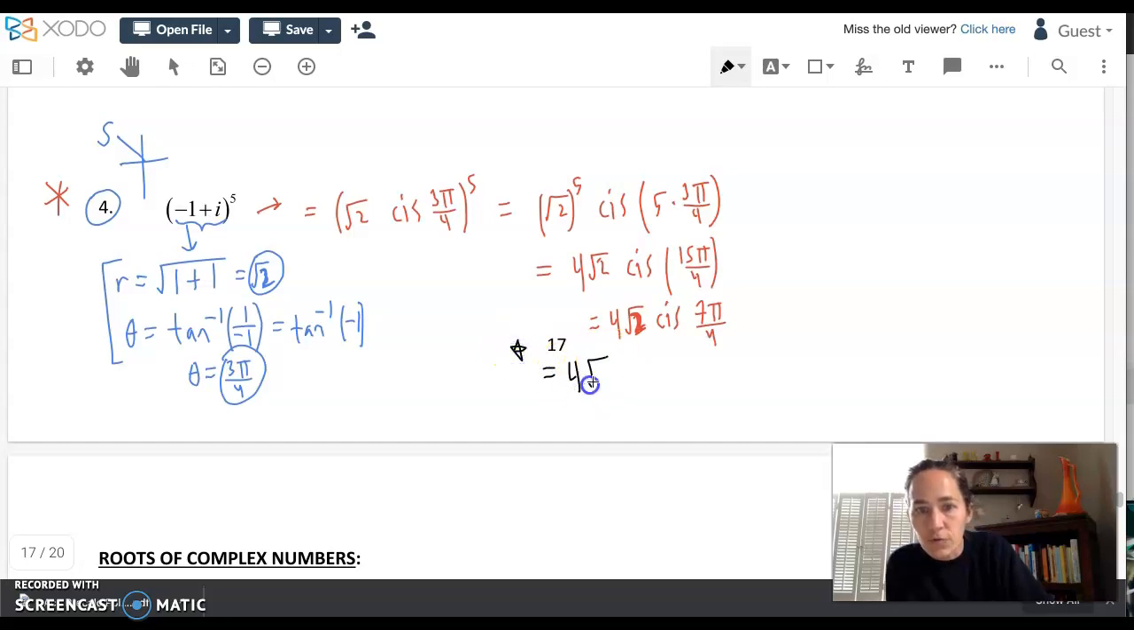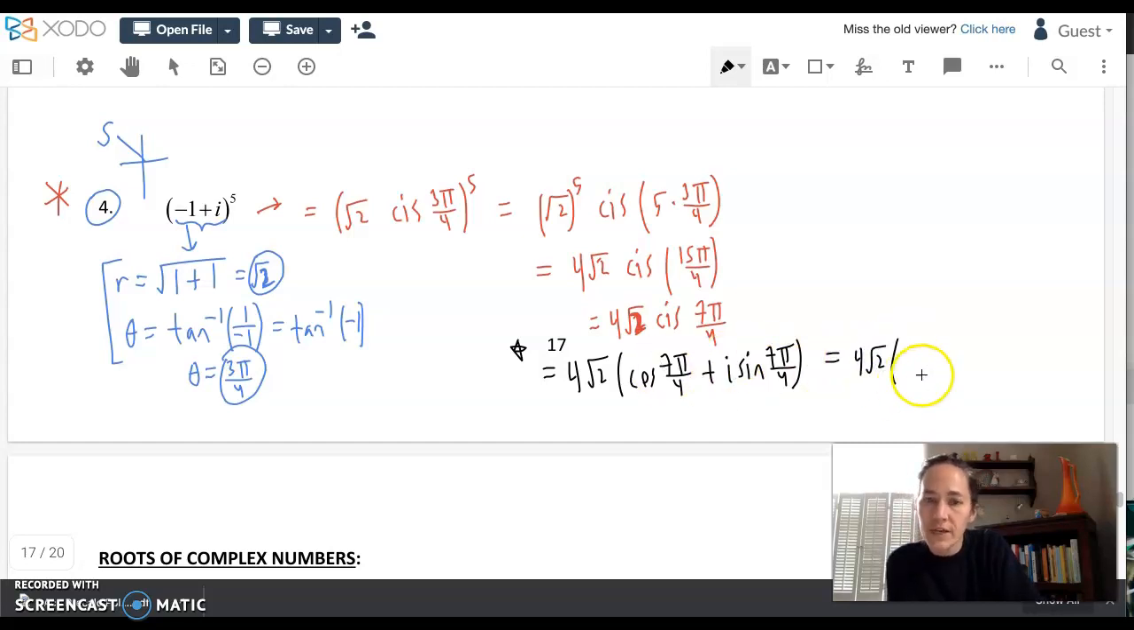So this is 4 square root of 2 cosine of 7 pi over 4 plus i times the sine of 7 pi over 4. And then it's just up to you to convert. Or I guess just plug in the values. So this is 4 square root of 2. What's the cosine of 7 pi over 4? That should be positive square root of 2 over 2 exactly.